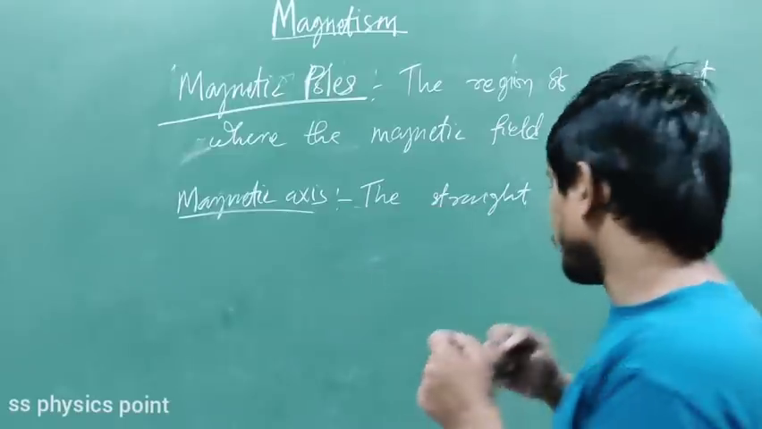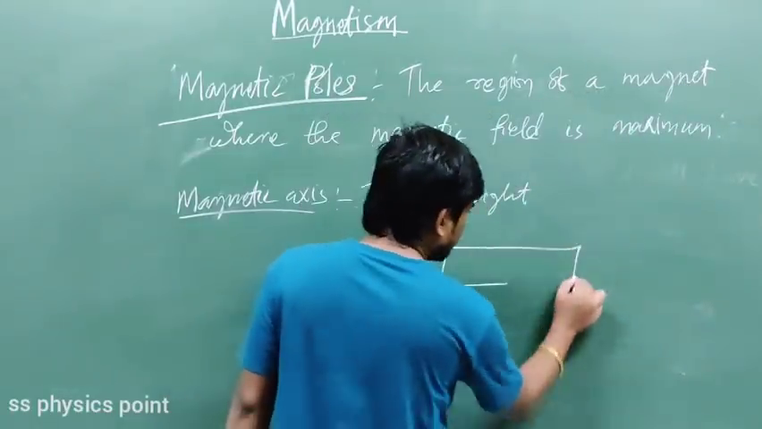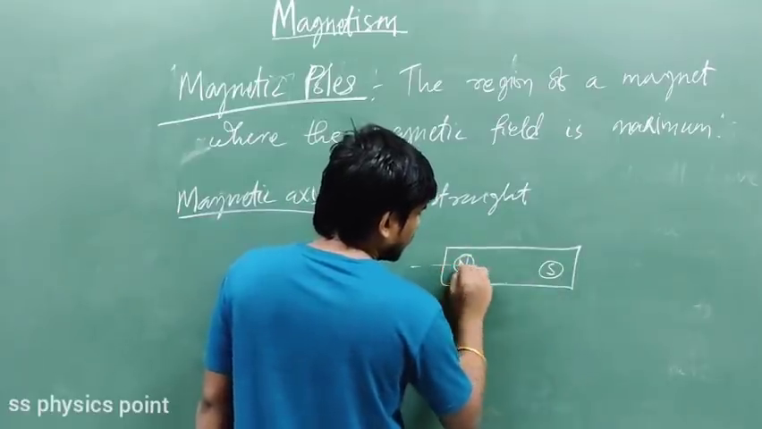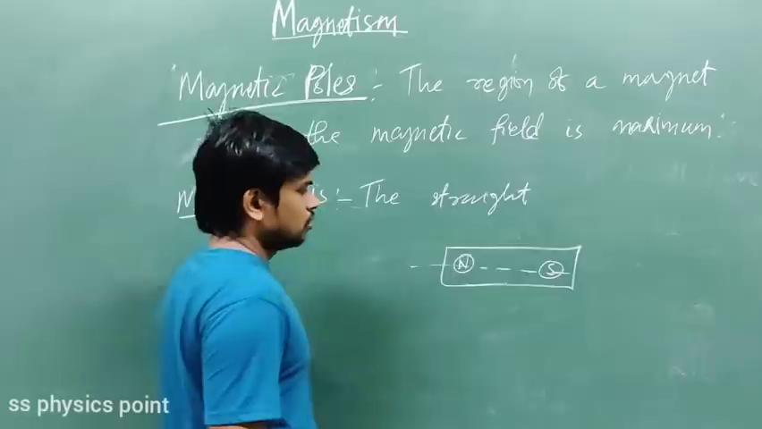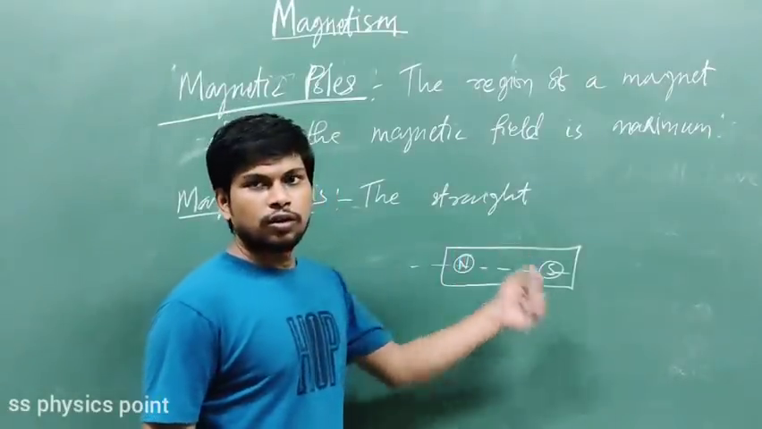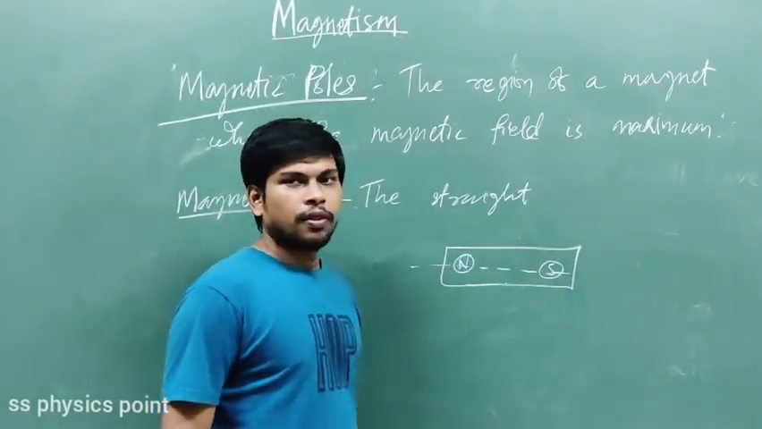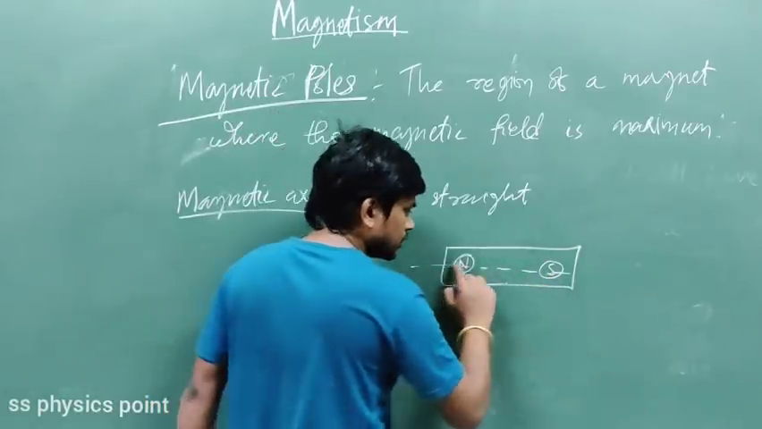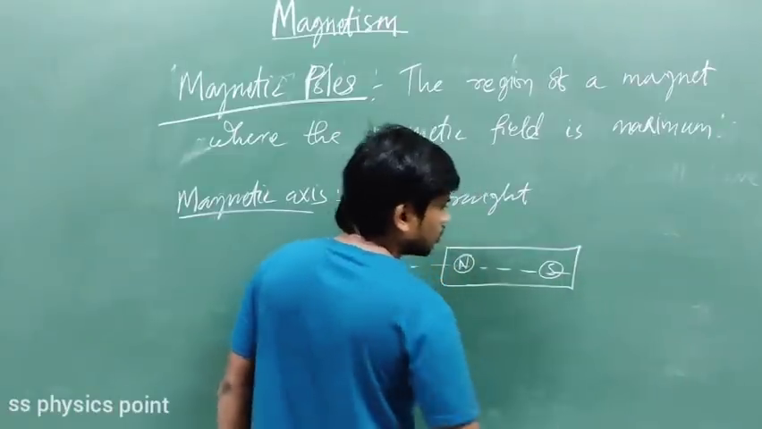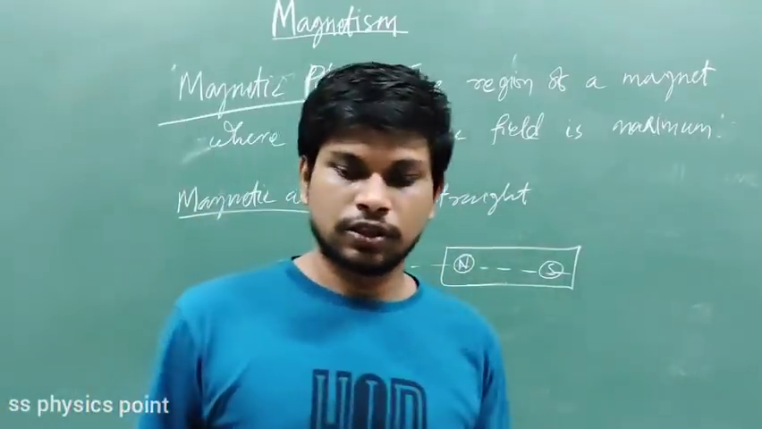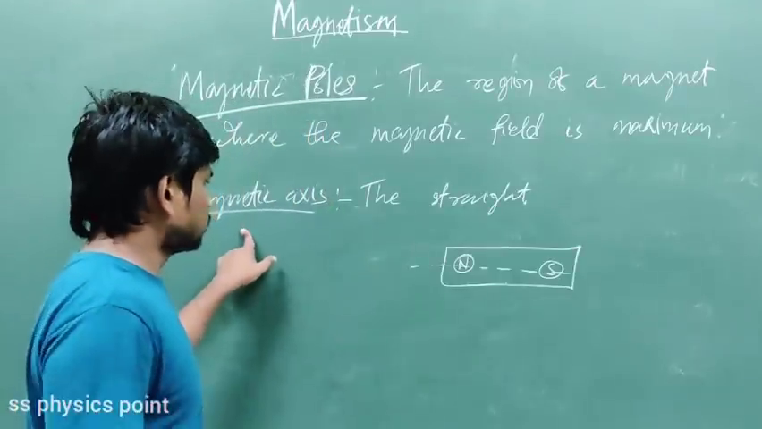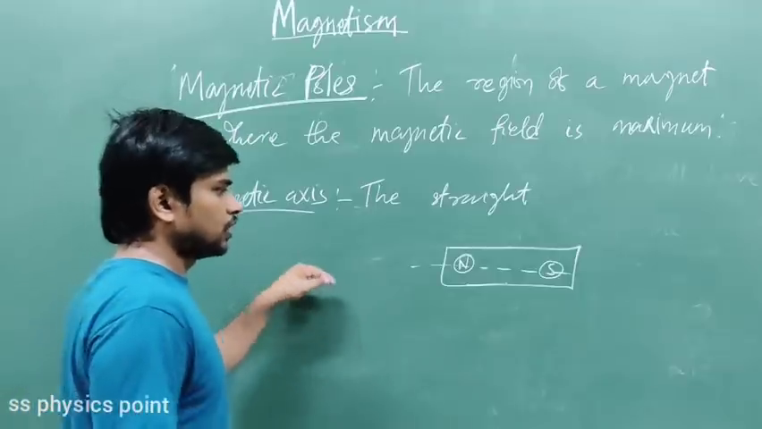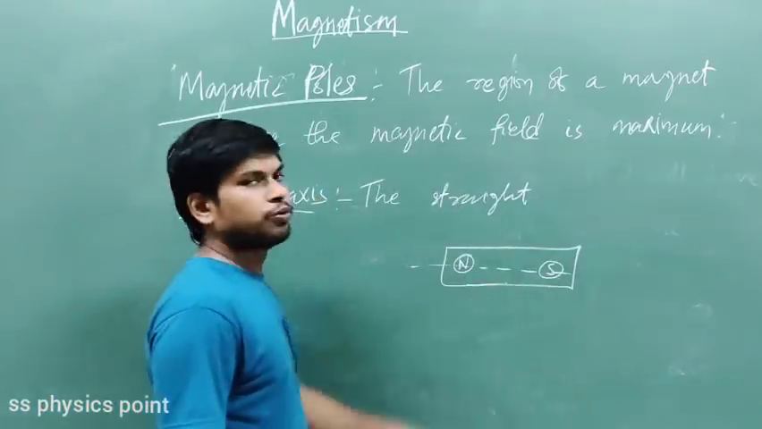The line which joins the two poles is said to be the magnetic axis. Suppose this is the north pole, this is the south pole. The straight line joining the two poles along the magnet. Which line joins these two? This line is called the magnetic axis. These are very simple things, so you should remember, because you will use the magnetic axis, the line passing through the two poles.